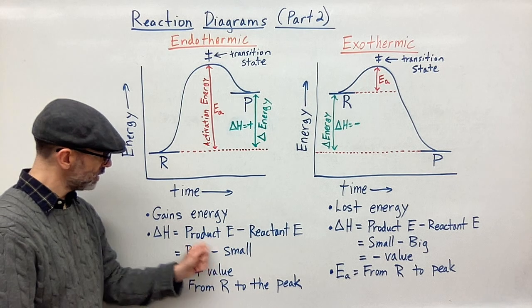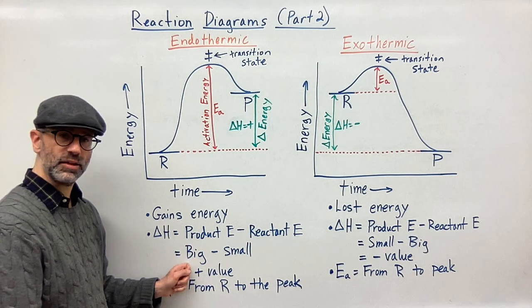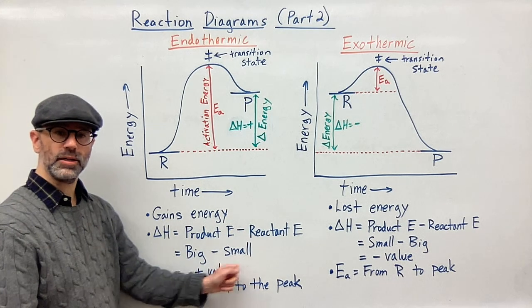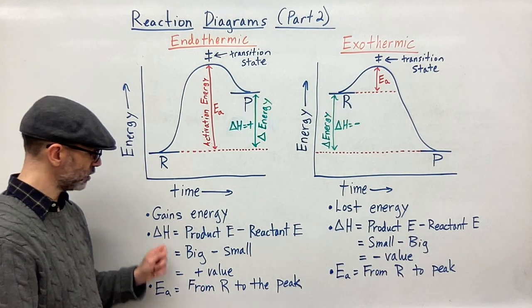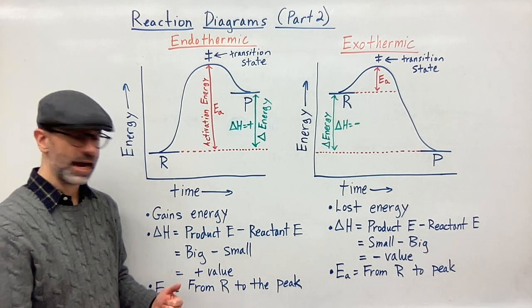And so since the products are higher energy, you have a big energy here minus a small energy. So big minus small is going to give you a positive value for your delta H. So delta H is positive for endothermic reactions.